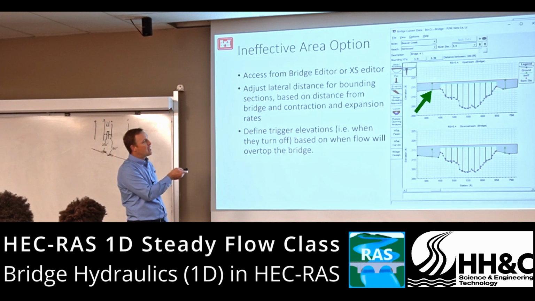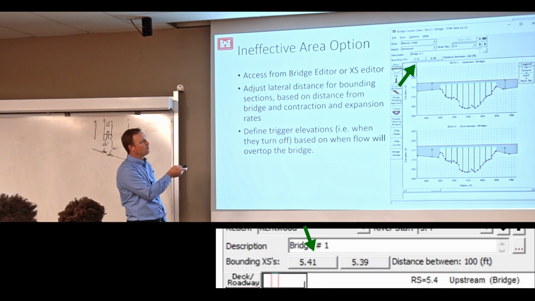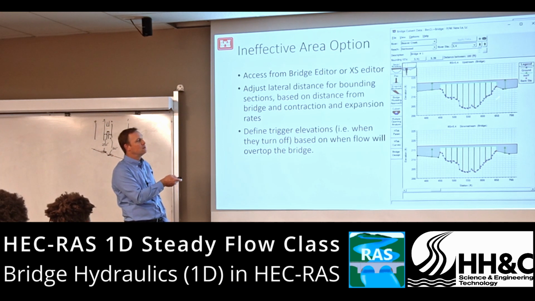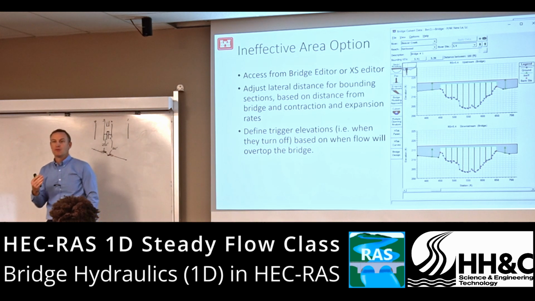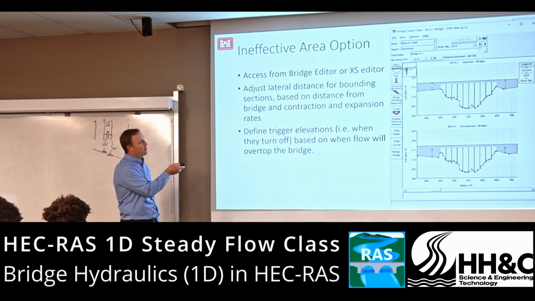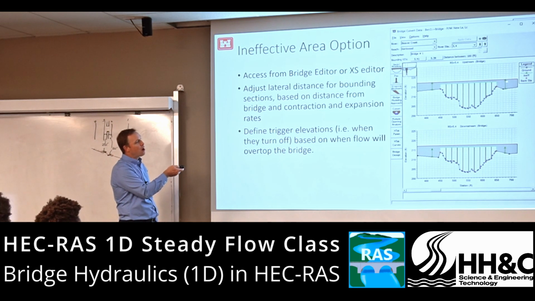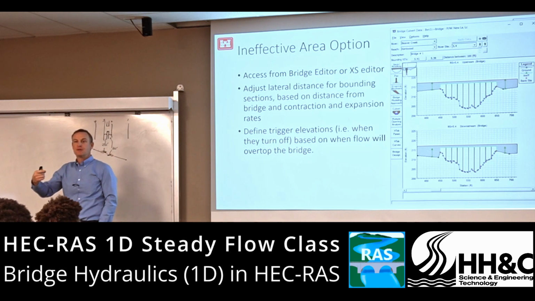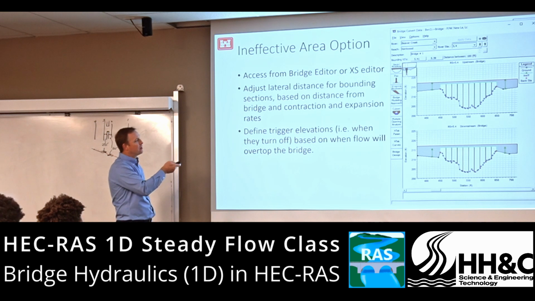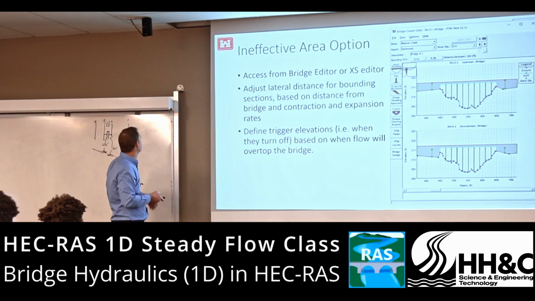And so if you need to set it by hand, you can access the bounding cross sections through these quick links on the bridge editor and start setting the station and the elevation. And the elevation is what you really need to do in this profile view from the bridge editor, because these trigger the elevation for these ineffectives. You want them to turn off once water goes over the top of the bridge. And so what we're going to have to do is visualize when the water surface is high enough on the upstream end to turn these off, and what does the water surface look like on the downstream end to turn off the ineffective flow areas?